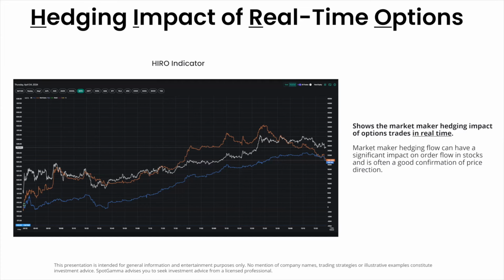The white line is price, the orange line is calls, and the blue line is puts. A rising orange line indicates traders are buying calls. A rising blue line indicates traders are selling puts.